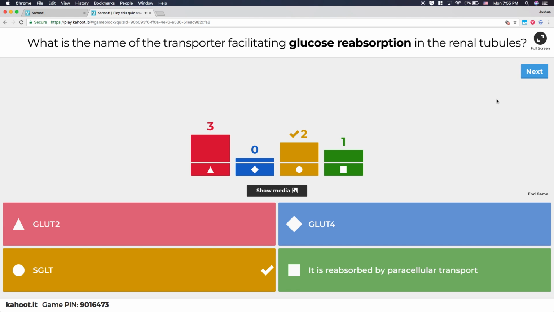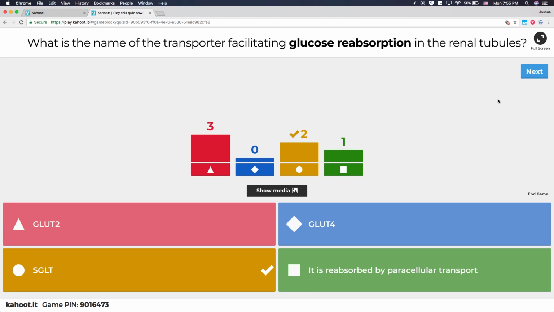Okay, so we have a bit of confusion here. Who chose GLUT2? Why did you choose GLUT2? Do you have a rationale or you just felt? Okay, so it's present on both apical and basolateral membranes. I thought it's SGLT. I thought SGLT is only present on one side.